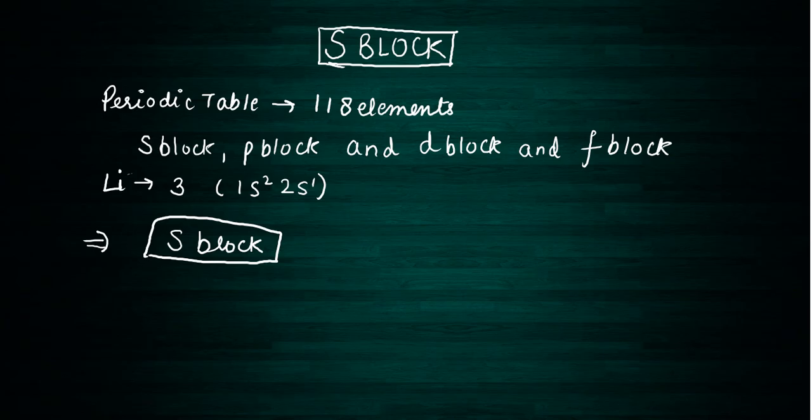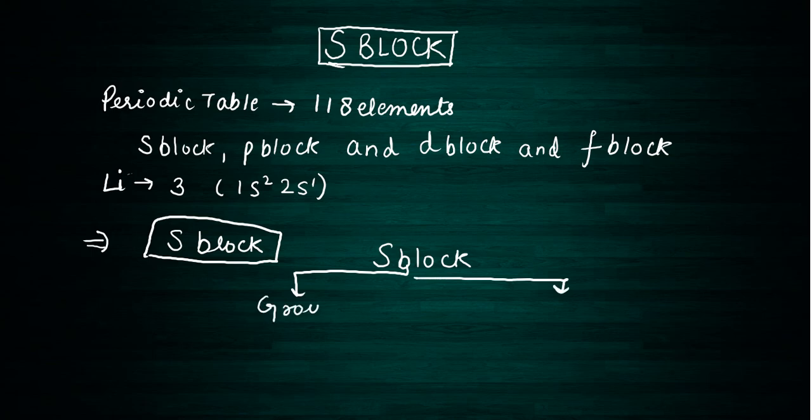Now, we know that S block elements have two groups in it. S block in the periodic table is distributed in two groups, group 1 and group 2. It is based on the fact that if the last electron enters in the S orbital and that last orbital has 1 electron only, then it will be going in group 1. And if the last electron enters in S orbital but the last S orbital has 2 electrons in it, then that element will be going in group 2. And if there is only 1 electron, then that will be going in group 1.